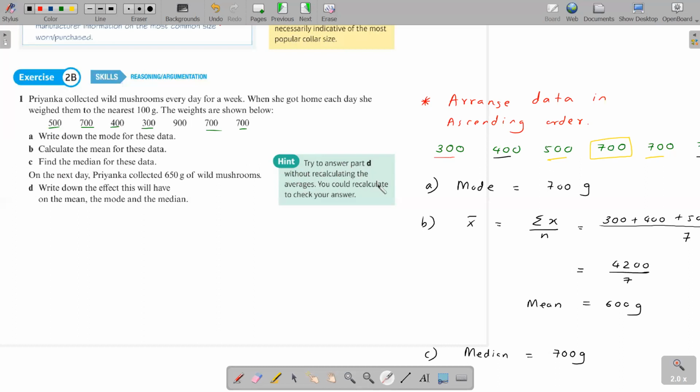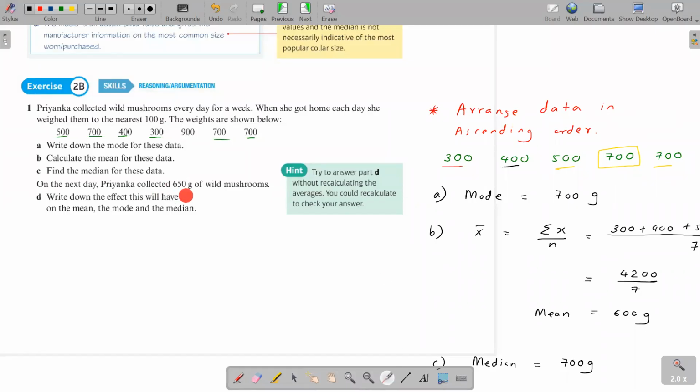So in the exam, sometimes they clearly tell you, they give you this extra data point and tell you, without doing any calculation, comment on the effect that this data point will have on the mean, mode, and the median. So now you need to think. What happens when you add the value 650 grams to this data set?